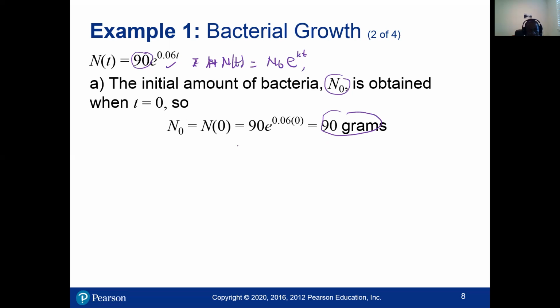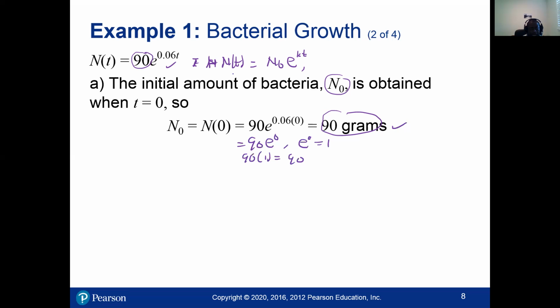If you substitute t into the function, you get 90 times e raised to 0.06 times 0. 0.06 times 0 is 0, so you get e raised to 0, and of course e raised to 0 is equal to 1. So therefore we have 90 times 1, which is 90 grams. That's why we have that.